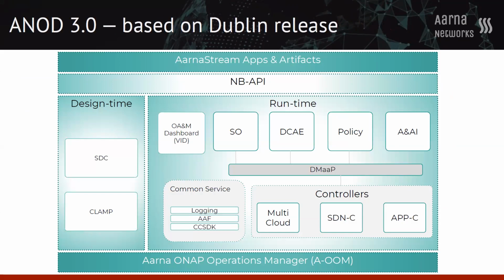This just gives a little bit deeper view of ANOD 3.0. What you see is, it doesn't include all the projects yet. So we have chosen a subset of projects that we are supporting for now. Design time, of course, we are supporting fully. And then on runtime, you can see we have chosen a subset of controllers and a subset of projects that we are supporting. And below is Aarna OOM, and on top is Aarna Stream apps and artifacts. Okay, next slide.